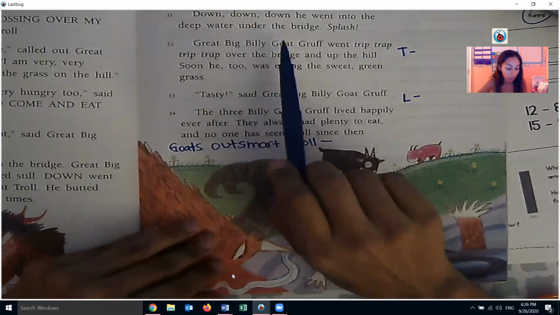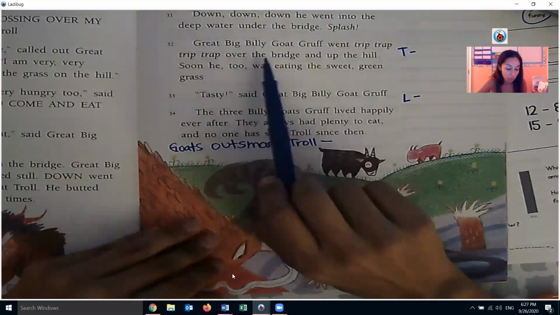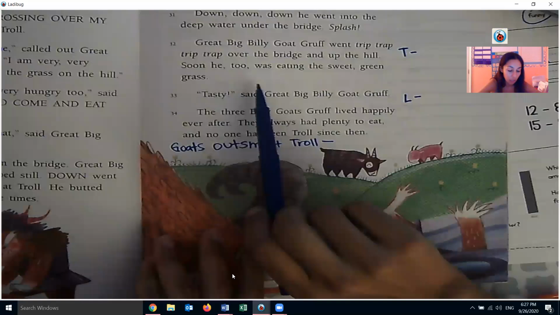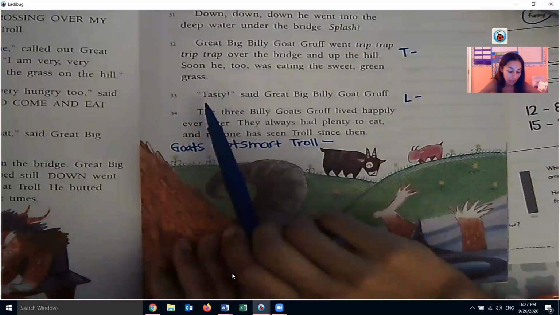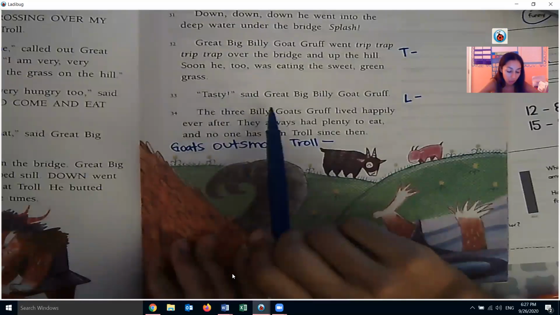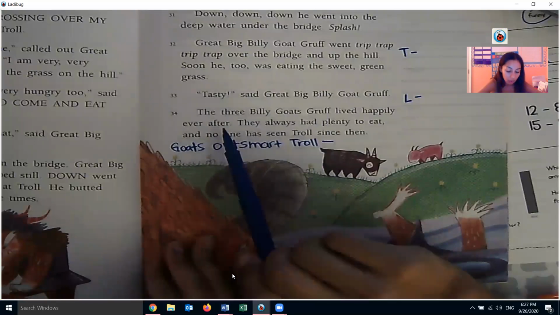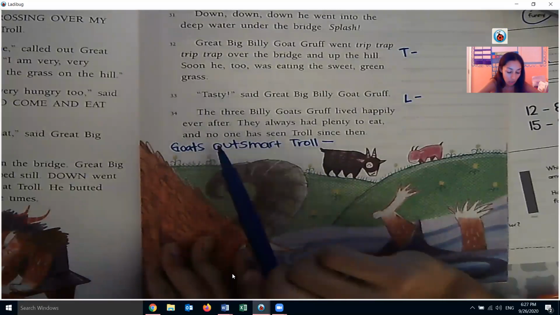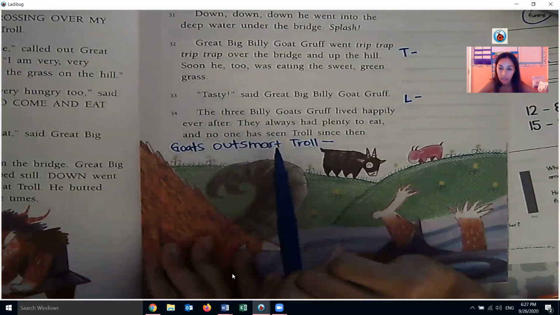Splash! Great big Billy Goat Gruff went trip, trap over the bridge and up the hill. Soon he too was eating the sweet green grass. Tasty, said great big Billy Goat Gruff. The 3 Billy Goats Gruff lived happily ever after. They always had plenty to eat, and no one has seen Troll since then.